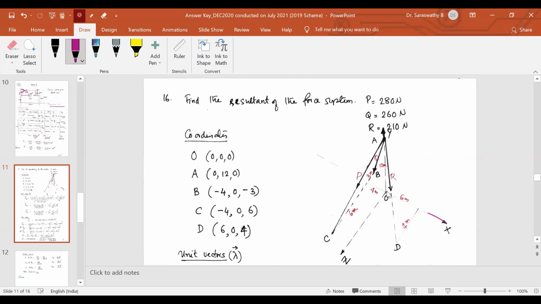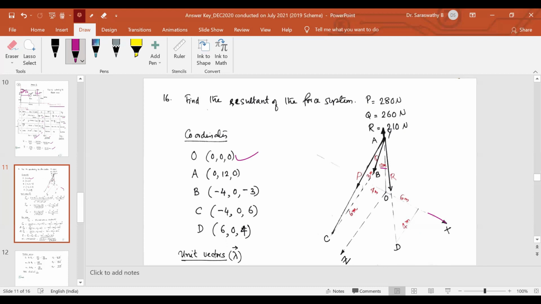O is the origin. First thing is we have to find the coordinates of all these points with respect to the origin. So point O, that is in the x-axis, that is also in the y-axis, which is z-axis. So this point O is the origin, its coordinates are 0, 0, 0. Point A, this point A is what in the y-axis? It lies in the y-axis. So its x-coordinate is 0, z-coordinate is 0, only y-coordinate, it is 12 meter. Okay, so point A is 0, y-coordinate 12, z is equal to 0.